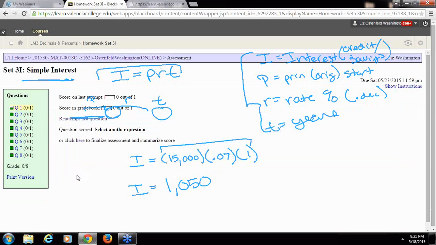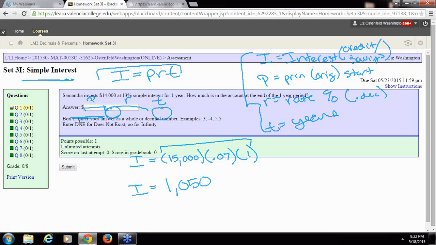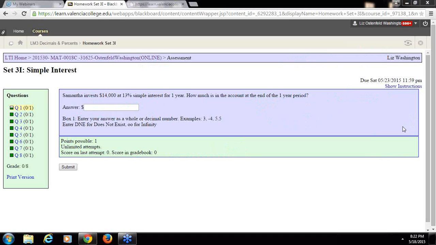It didn't like me. Did I not type? Did I read the question? Help me out, guys. How much is in the account? Oh, I didn't answer the right question. I'm going to get my eraser. Did anybody catch what I didn't pay attention to? I didn't answer the question. I only entered what the amount of interest was. What the question says is how much money was in the account at the end of the year. So that means it wanted to know not just the interest, but also the money that I put in. So let's do that one more time. See, I even don't read the directions sometimes.